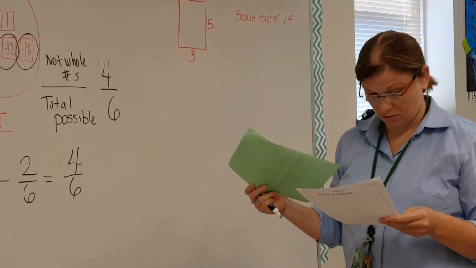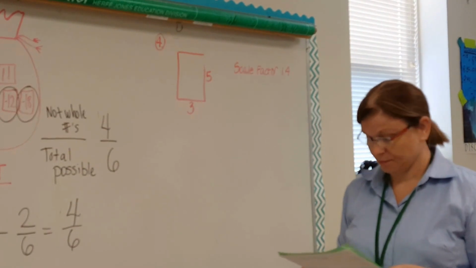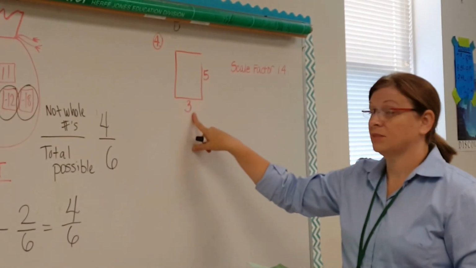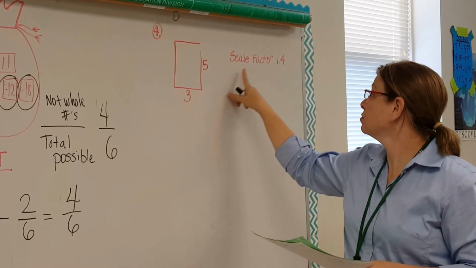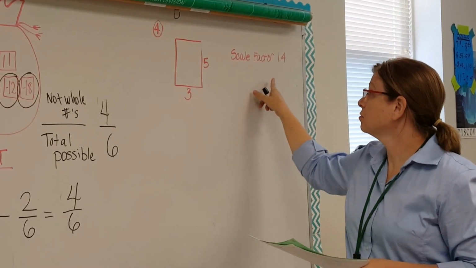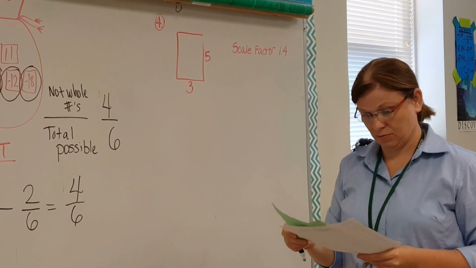Okay. Question number 4, will you read that for me, Amy? A rectangle with dimensions of 3 by 5 units is enlarged by a scale factor of 1.4. By what percent does its area increase?